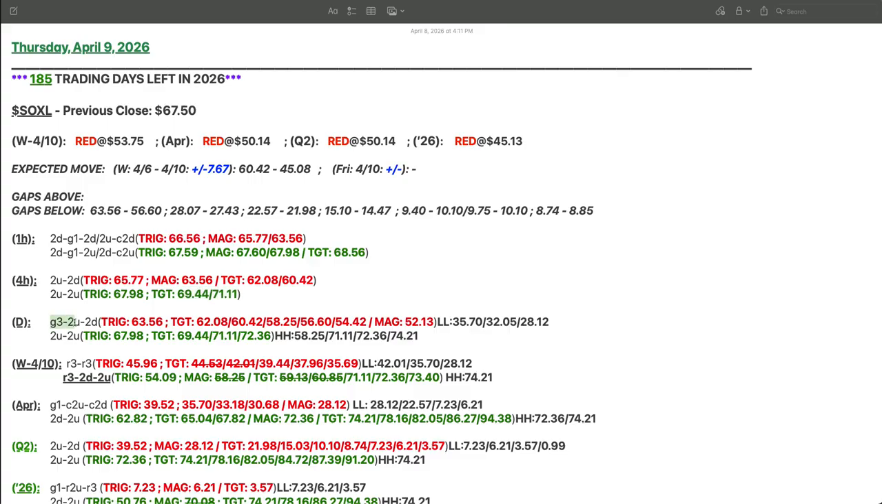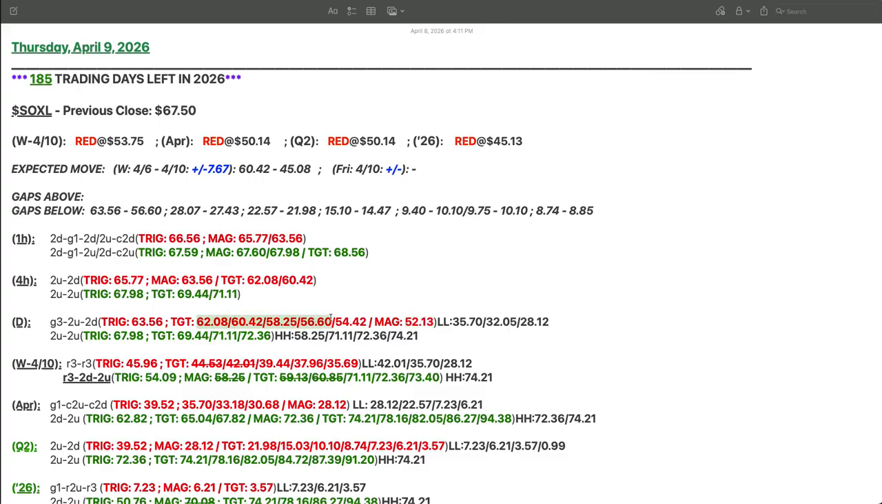And on the day, if we go to the downside, that does give us the 3 2 up 2 down, triggering at 63.56. The magnitude's all the way down there at 52.13. So considering the uptrends we're in on the 1 hour, the 4 hour, the day, the momentum that we've got, things of that nature, I don't know if we would reach that magnitude even if it triggered.